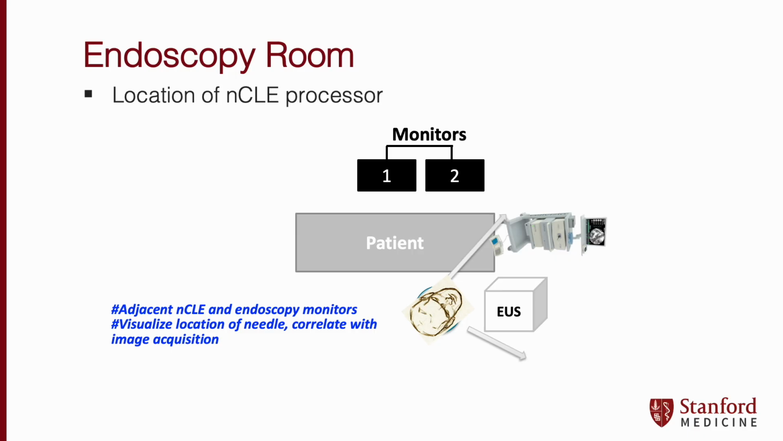During the procedure, it's really important for the endoscopist to have both monitors, of the EUS and the NCLE, in his field of vision. The reason for that is you need to correlate the location of your needle and probe with what you're seeing on NCLE. With the EUS, you move the probe along the wall, and at the same time, this is guided by your EUS so you can see the NCLE images.